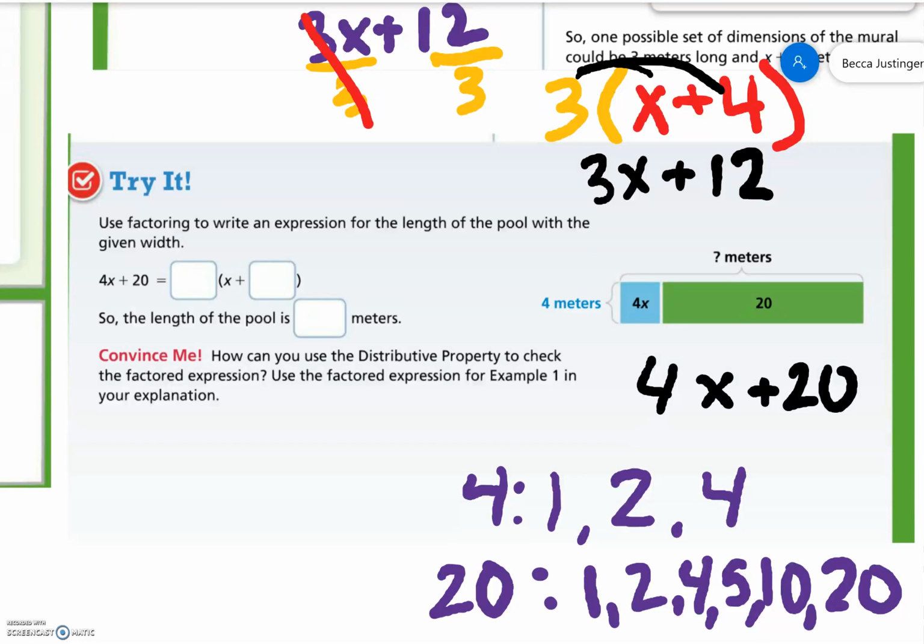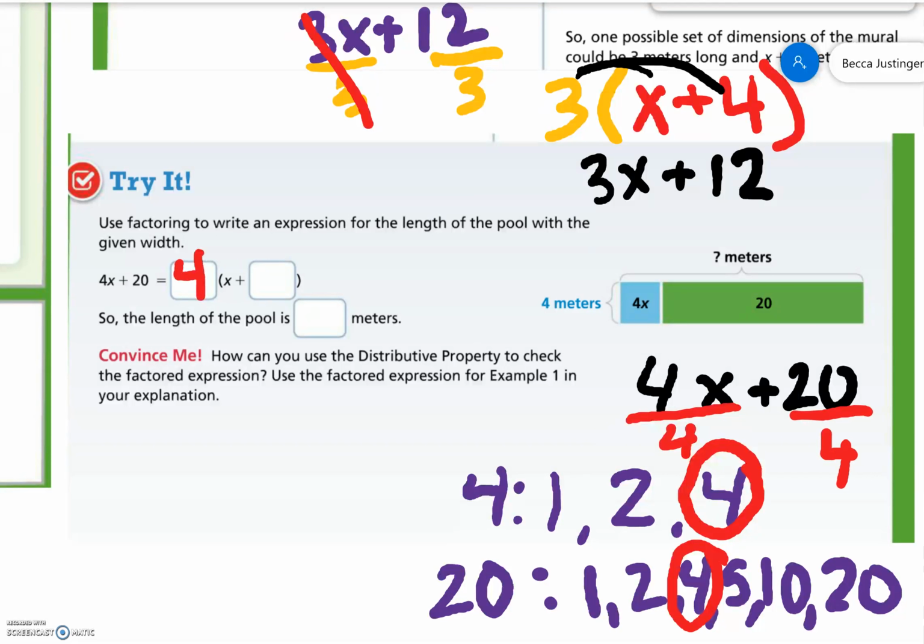So then you look for the biggest one that they both have, and I see 4 and 4. So that's what I'm going to divide by. I divide by 4 on both sides, but the 4 does not disappear. It goes on the outside of the parentheses.